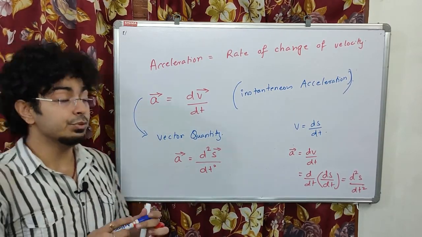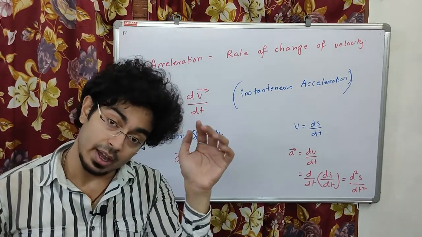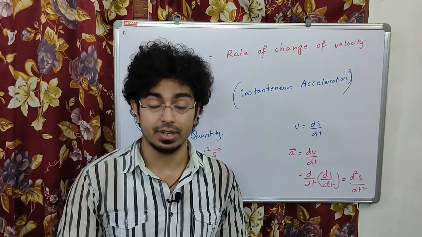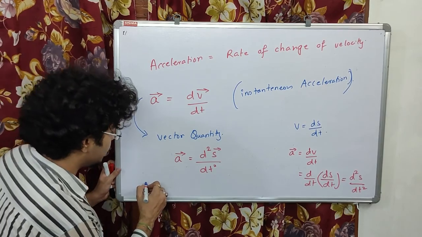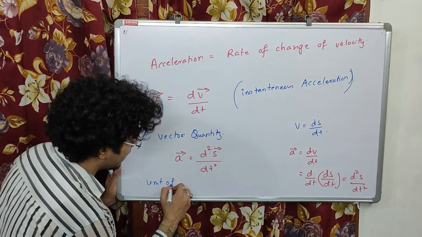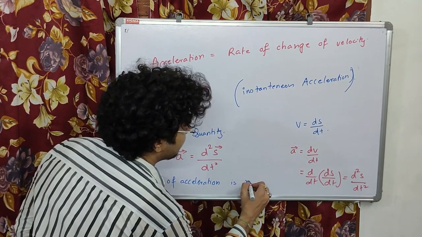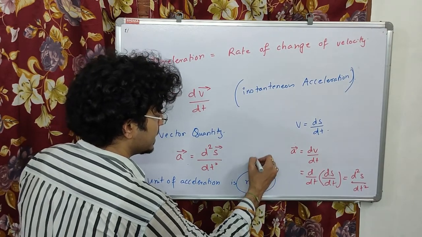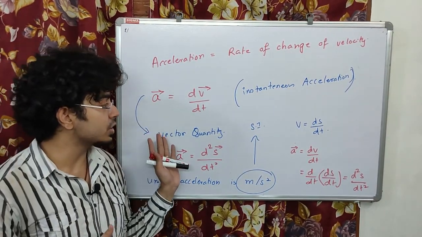Now the SI unit of velocity and speed is meter per second. So the unit of acceleration is meter per second square. Meter per second square is the SI unit of acceleration. So this is what acceleration is.